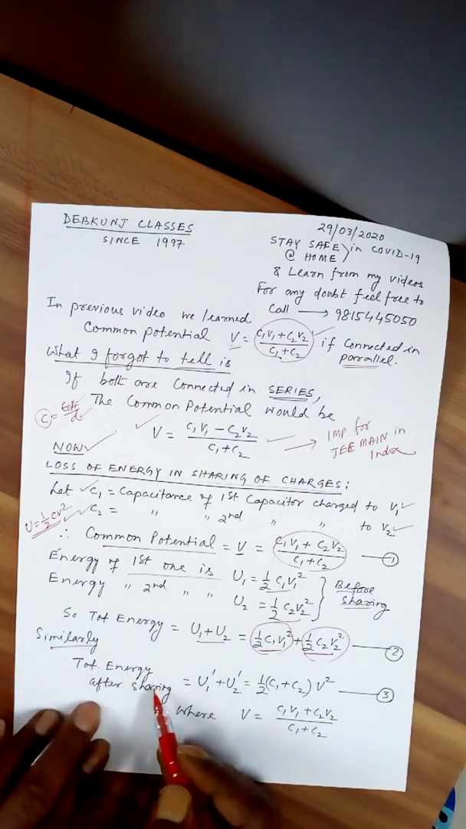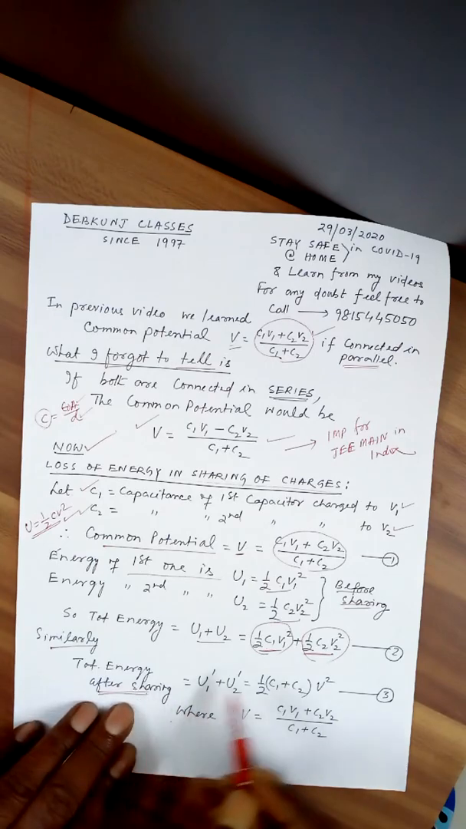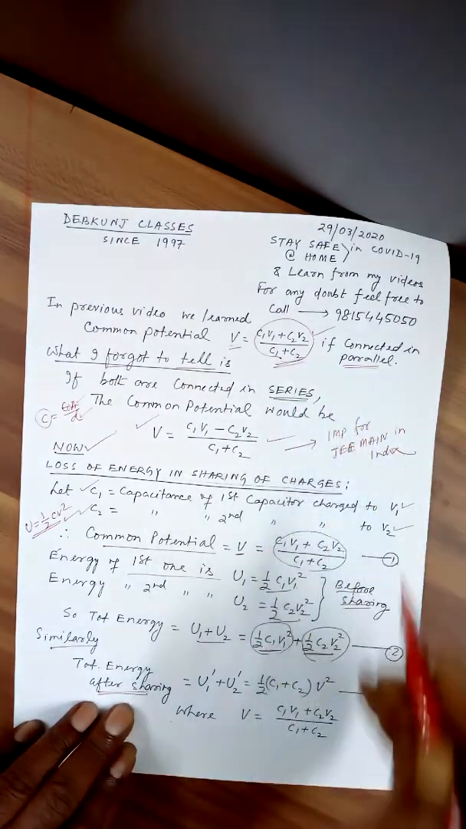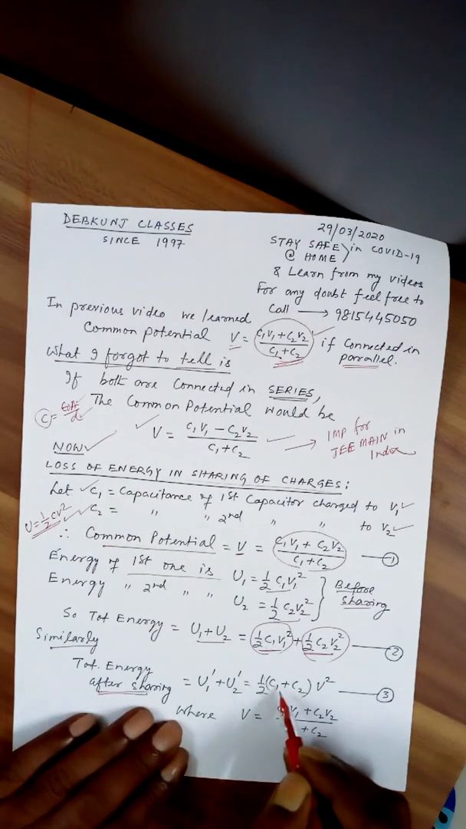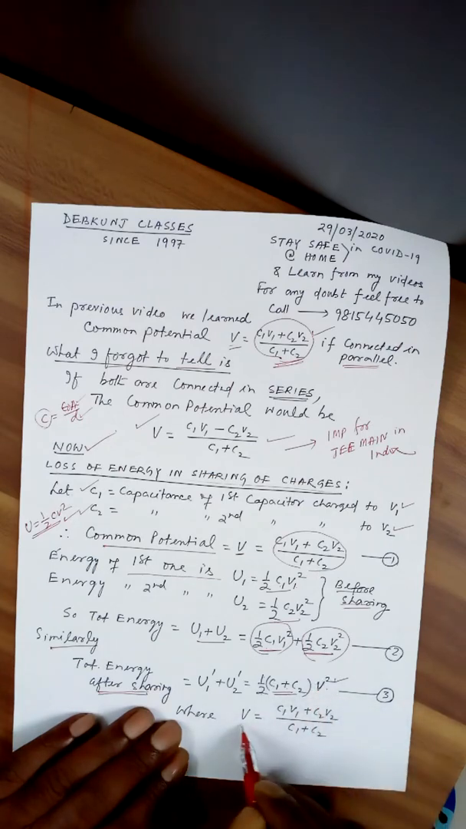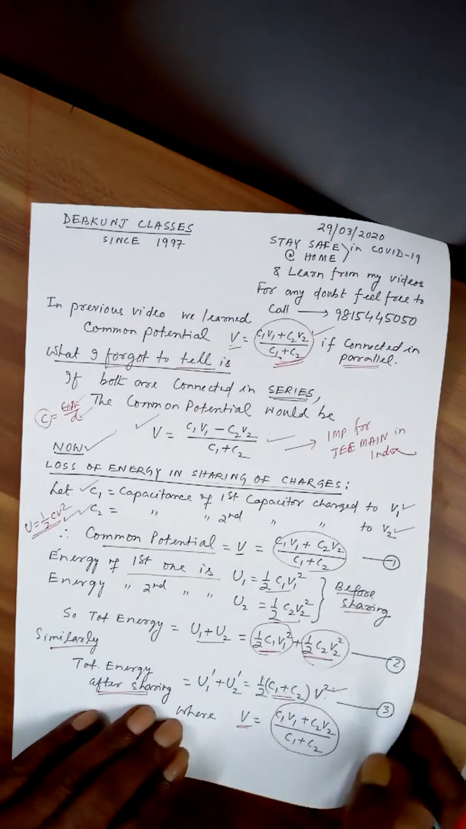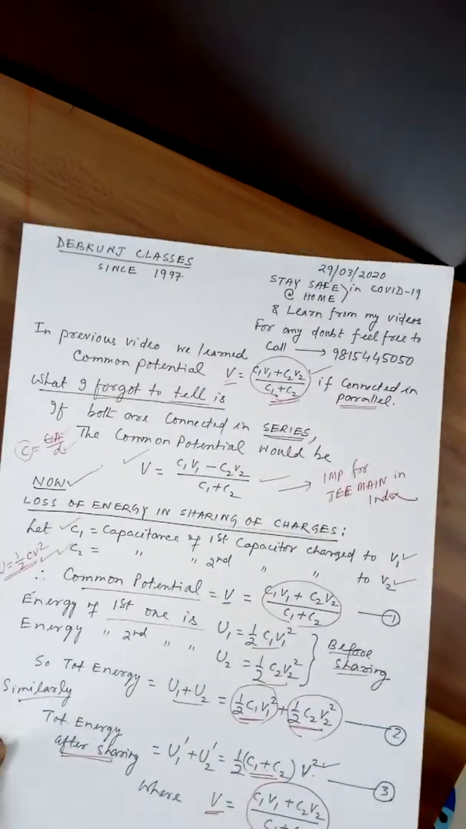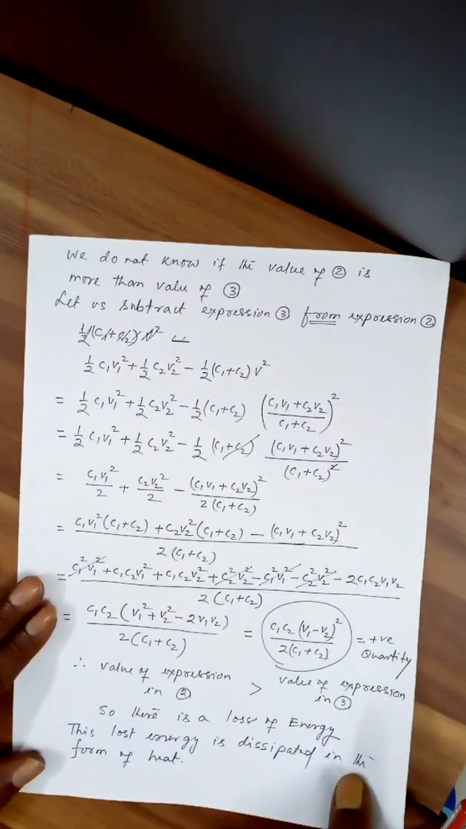Similarly, the total energy after sharing is half C1 plus C2, they are connected in parallel, into the common potential V square, where V is the common potential. Now, the rest is in the next page. I'm just giving it to you. Now, let the camera get focused.